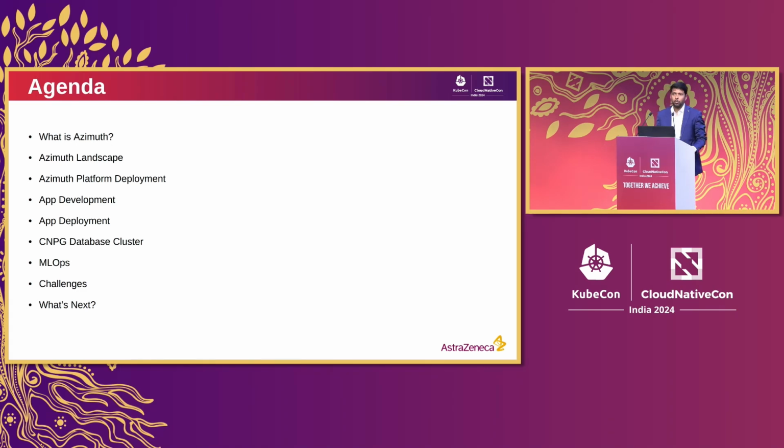I'll start with what is Azimuth and the technologies that are used in Azimuth, and how do we deploy it, and from a user's perspective, how do they set up their dev environment, and how do they productionize their application, and the architecture of key components like the database engine and MLOps, and then the tech challenges we faced, and then finally about Azimuth roadmaps.